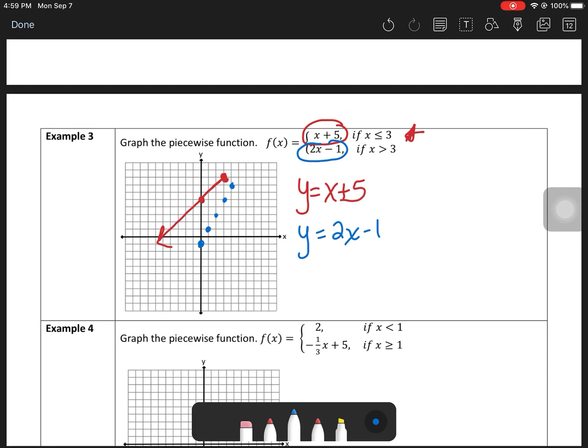This time it says x is greater than 3. So we find out where x is 3, and this time we want an open circle at 3, and we want to go to the right because it's greater. So this time we'll erase everything to the left. We don't want anything smaller.